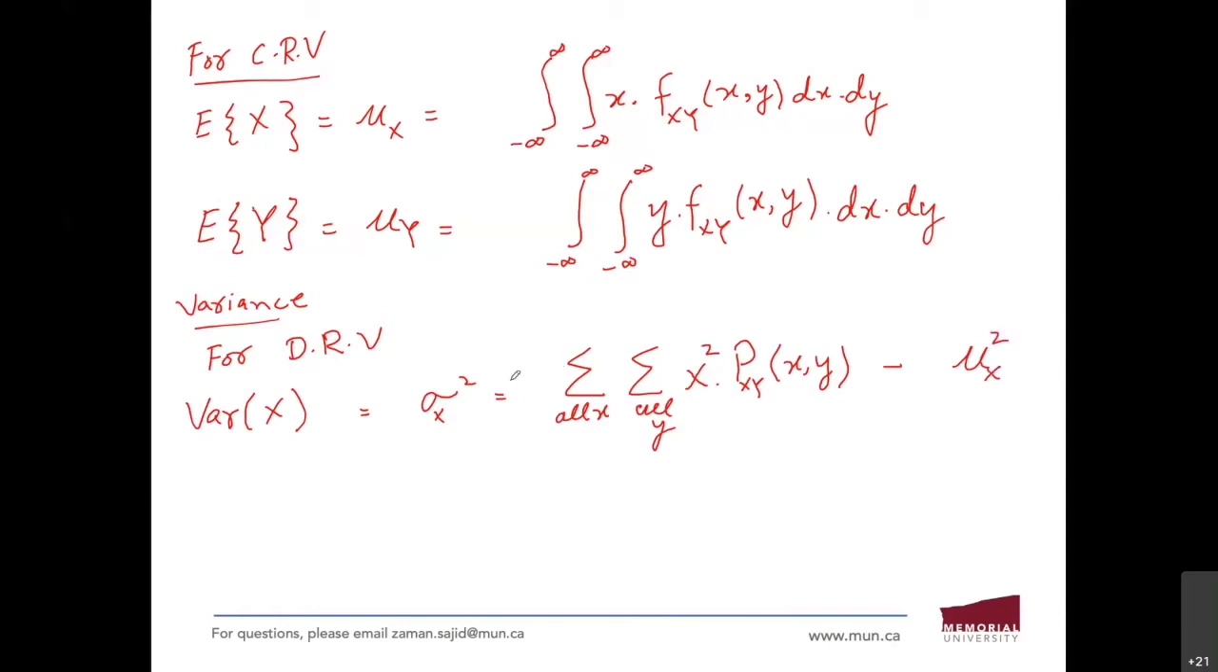Just keep in mind, when you are solving it, we will do some numericals, of course. This is the first term, and then you subtract it from your square of your mu value.